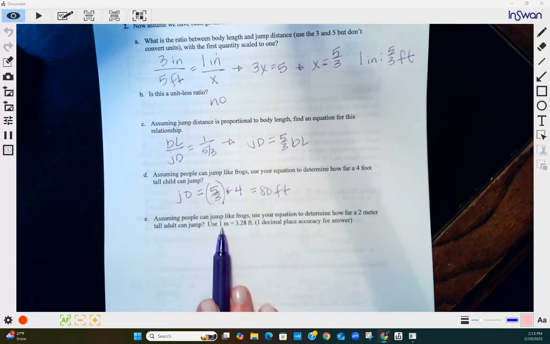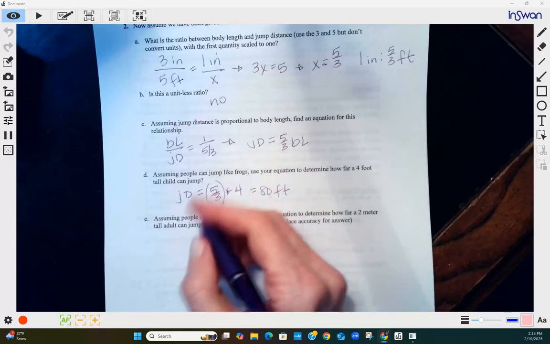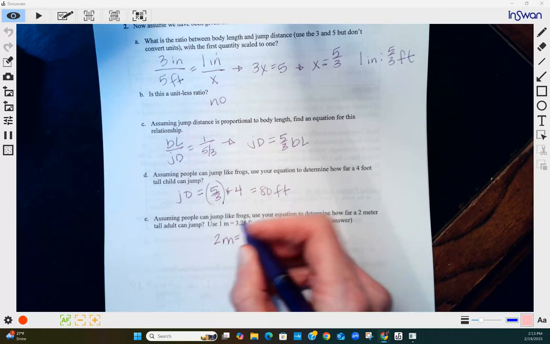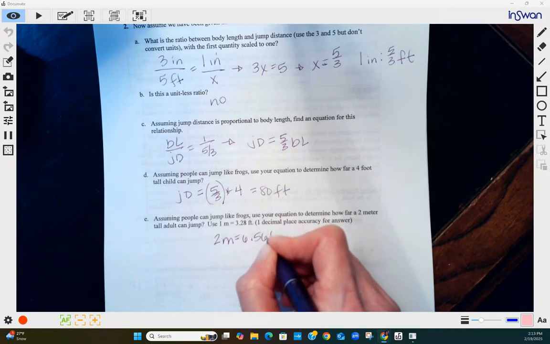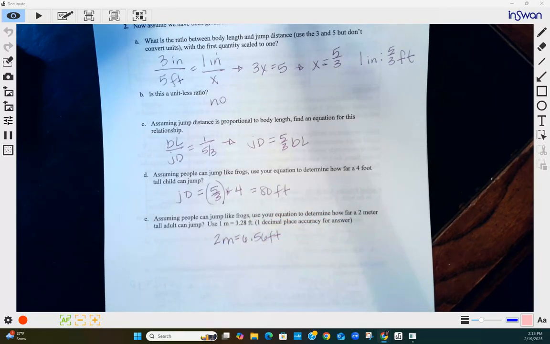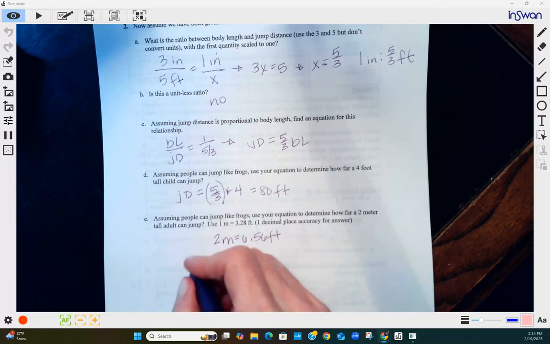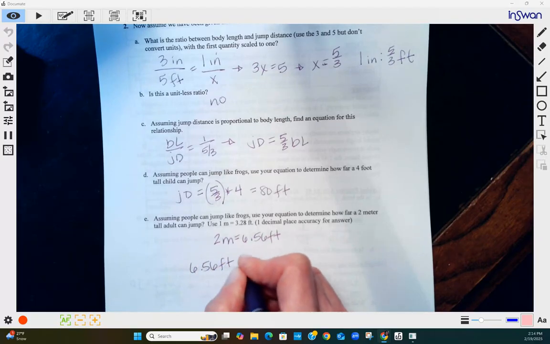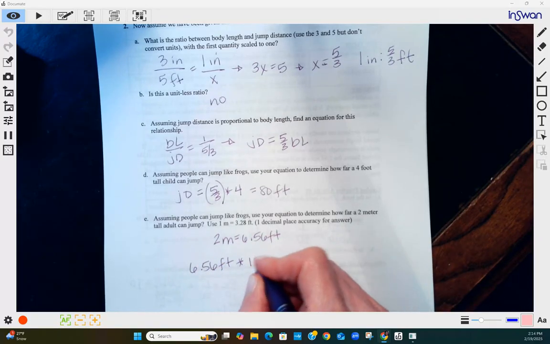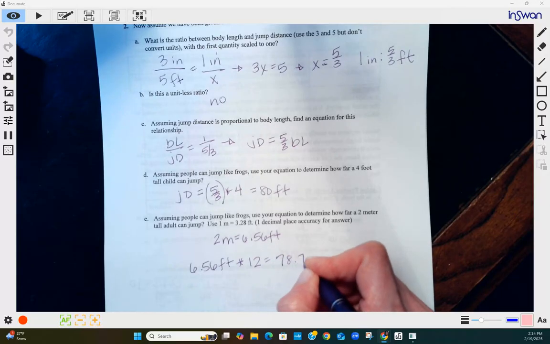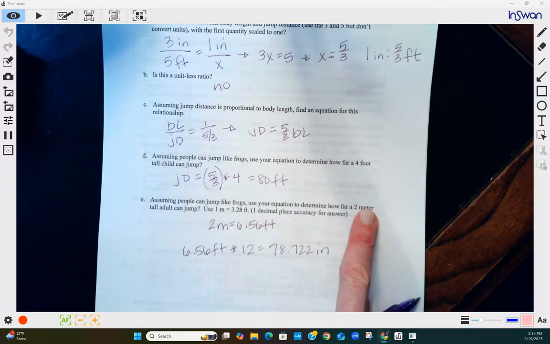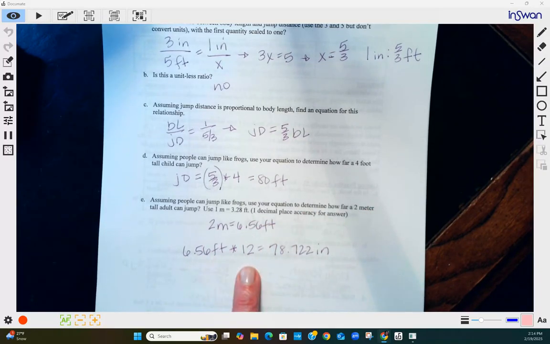So it says use 1 meter equals 3.28 feet. So if 1 meter equals 3.28 feet, then 2 meters is 6.56 feet, right? You're just doubling the 1, so you double the 3.28. All right, so it is 6.56 feet times 12, which is 78.722 inches. We converted the 2 meters to feet, and then we're converting the feet to inches by multiplying by 12, since there's 12 inches in a foot.